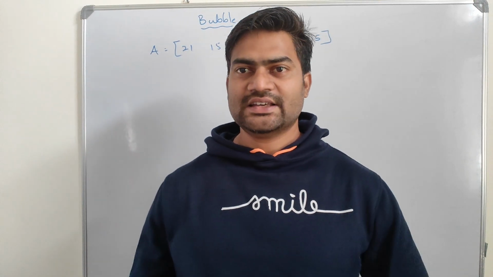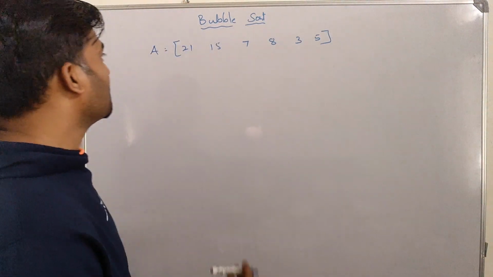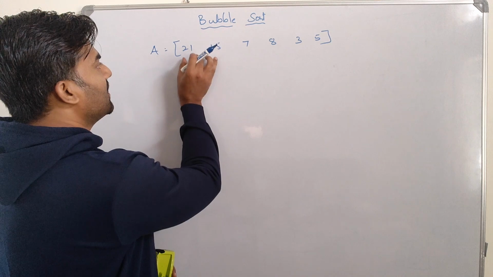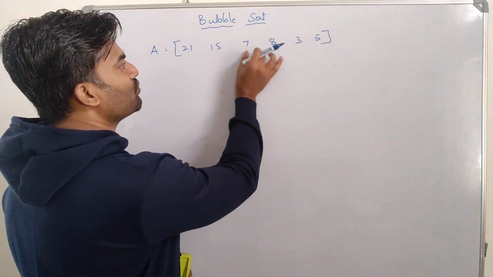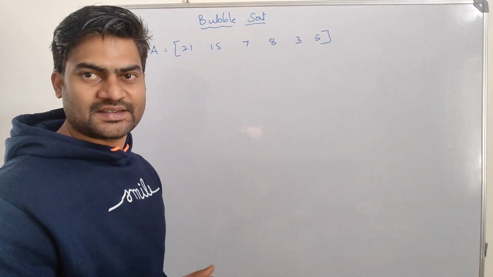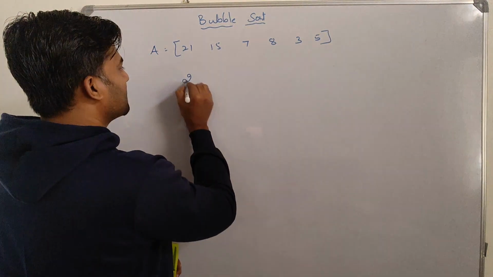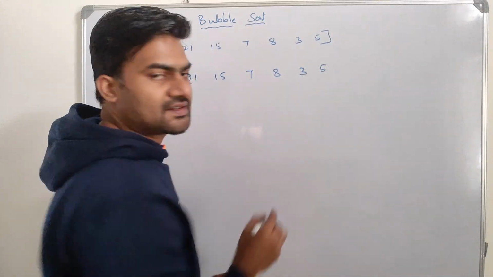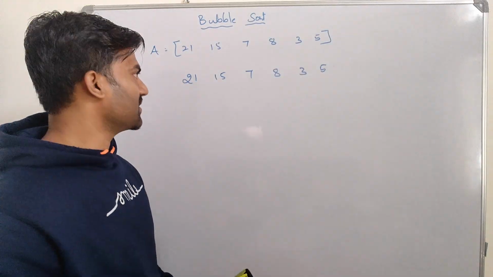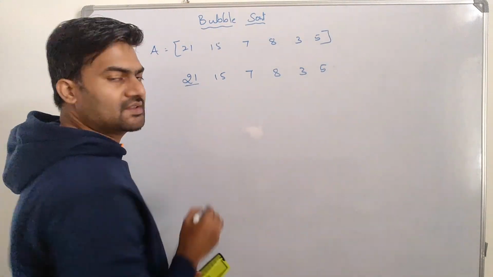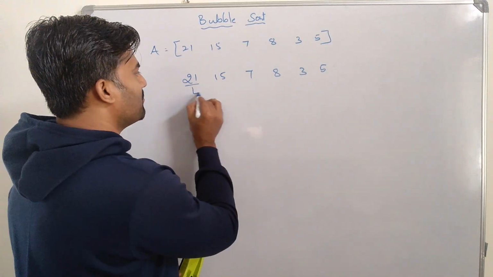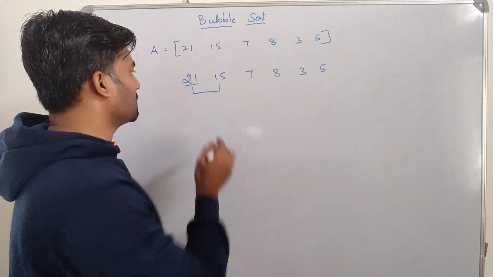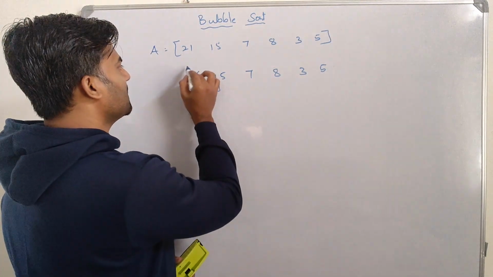If we consider an array, what we are trying to do is take the maximum element and push it towards the right until it gets its right position. Let us consider this array again and simulate that scenario. Now we have this 21, and let us compare it with the next element. Which one is bigger? 21 is bigger, so I will simply swap them.